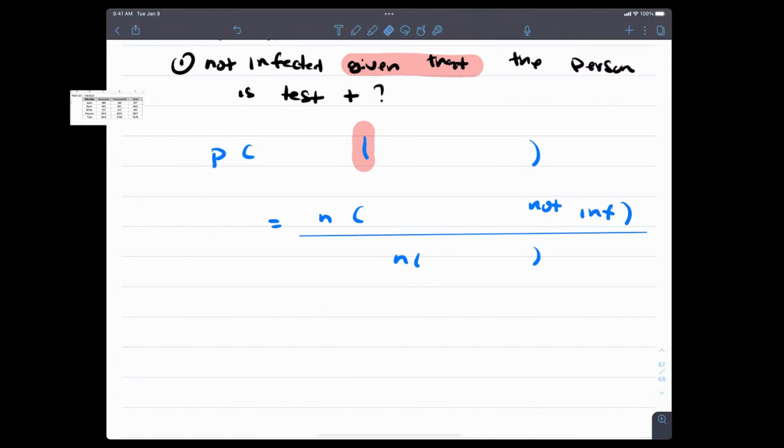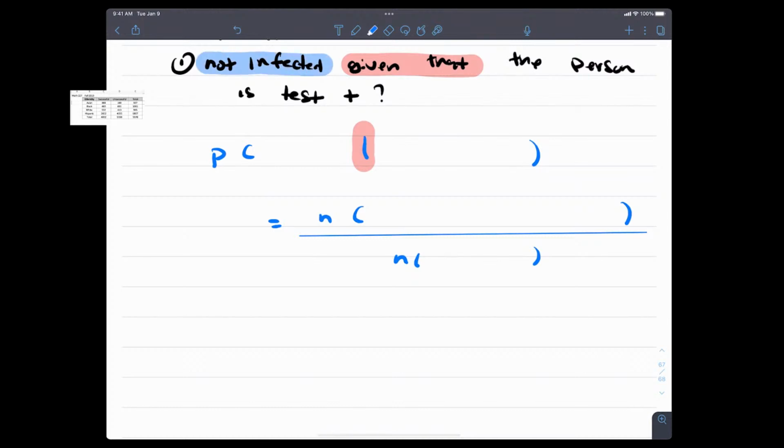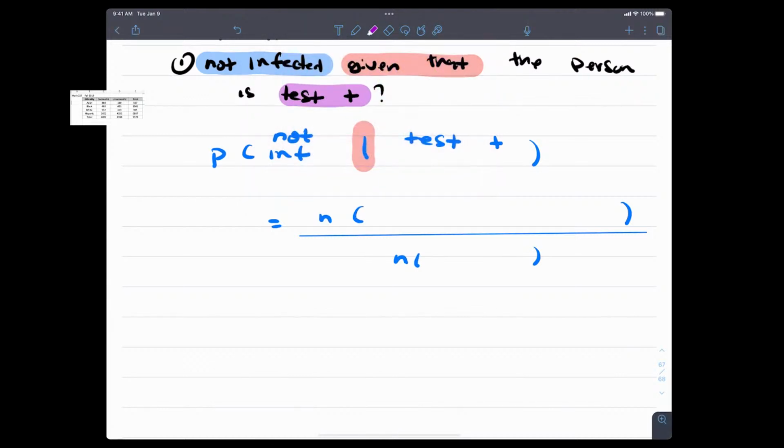The probability you're not infected given that the person tests positive. When I wrote it down, I thought, wait a minute, something's wrong here. So here's the event. The event is not being infected. And what's known to have happened? This is the condition. Testing what? Positive. I had it backwards there.